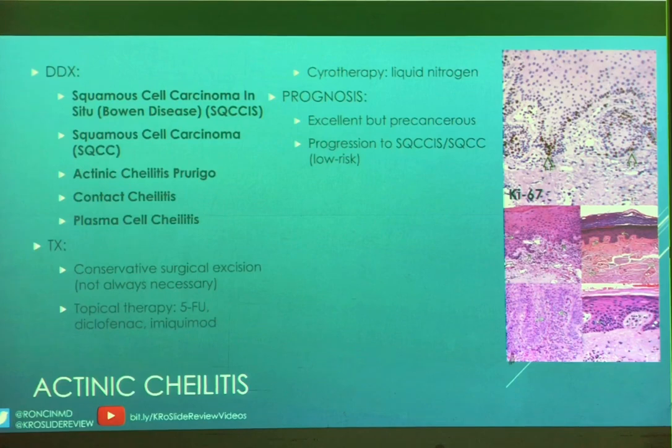So we don't want to do a huge wide excision on this. And again, because it is most commonly related to UV damage. If you have UV damage in an area of the lip, chances are the rest of the lip has damage, okay? So these aren't always something that, even if they go with surgery, they'll chase for negative margins. So that's also what they mean by conservative surgical excision.